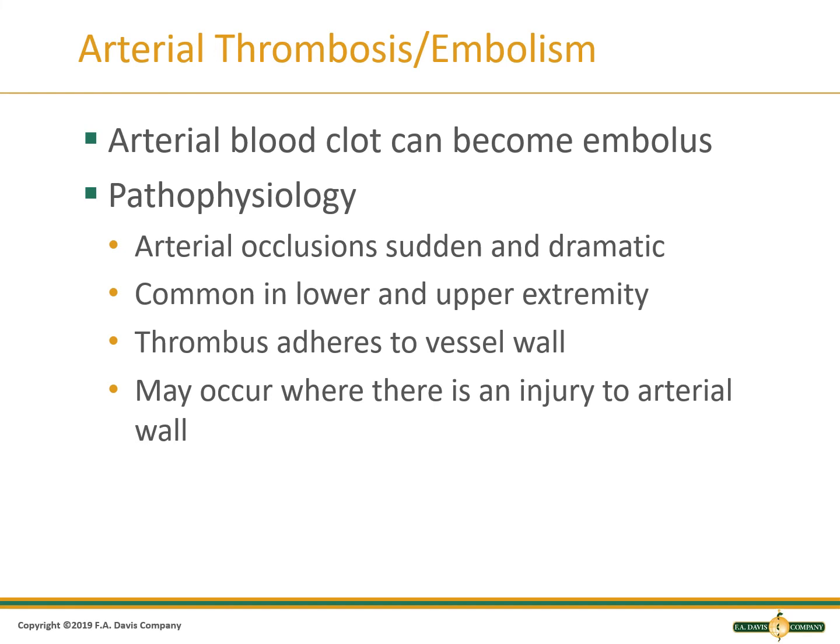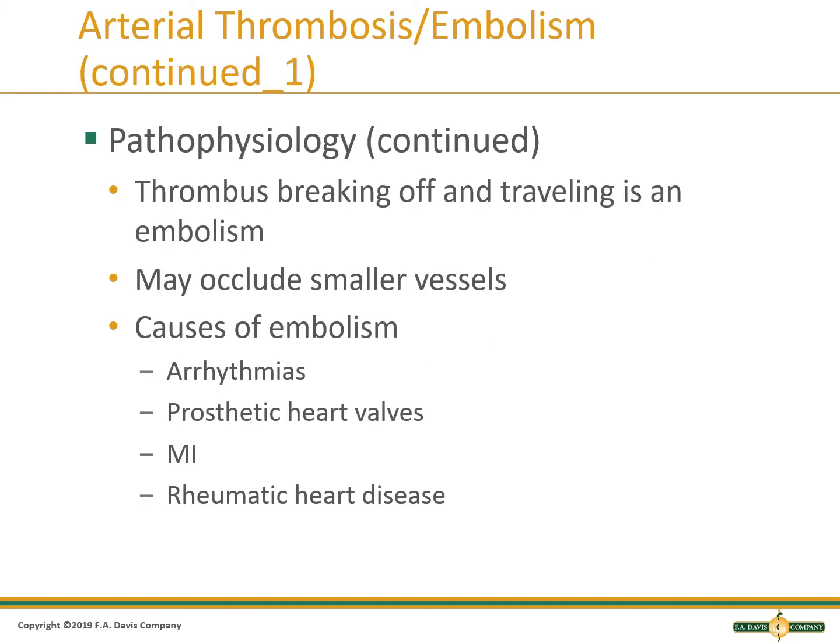Acute arterial occlusions are often sudden and dramatic. Occlusions are most common in the lower extremity but may occur in the upper extremity as well. A thrombus or clot adheres to the vessel wall. Acute arterial thrombi have many causes, including injury to the wall, sluggish flow, plaque formation, polycythemia, dehydration, and repeated arterial needle sticks. When a thrombus breaks off and travels, it becomes an embolism that can occlude an arterial vessel that is too small to allow it to pass.